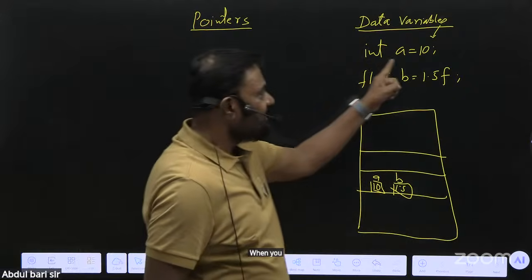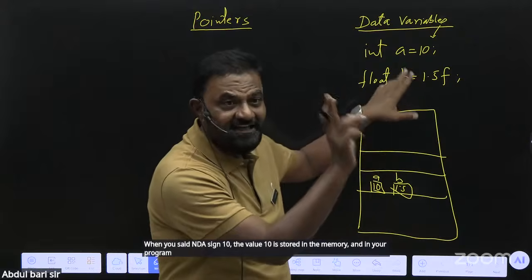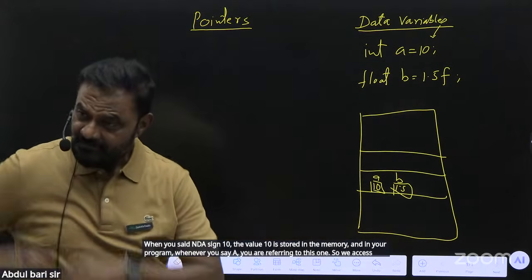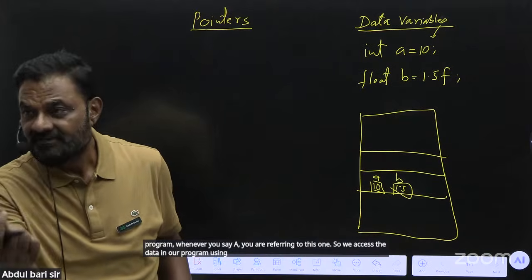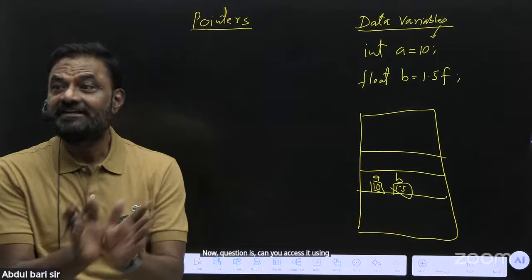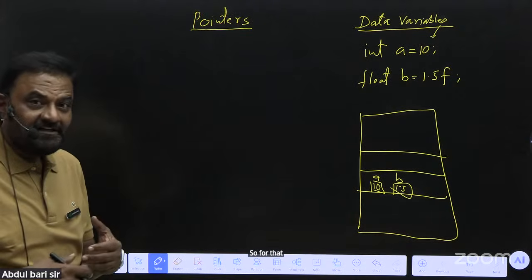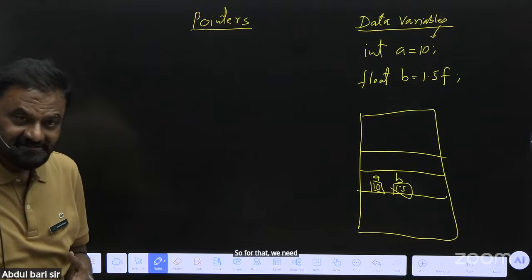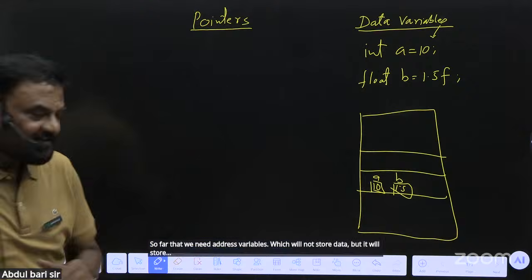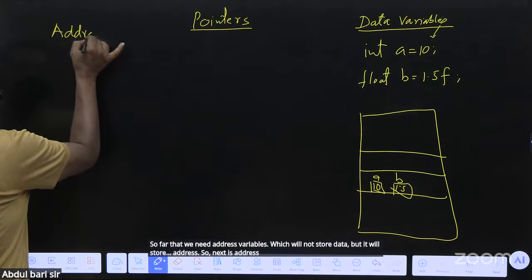When you say int a assigned 10, the value 10 is stored in the memory, and in your program, whenever you say a, you are referring to this one. So we access the data in our program using the variable name. Now, the question is, can you access it using the address of the data also? Yes. For that, we need address variables, which will not store data, but will store addresses. So next is the address variable.